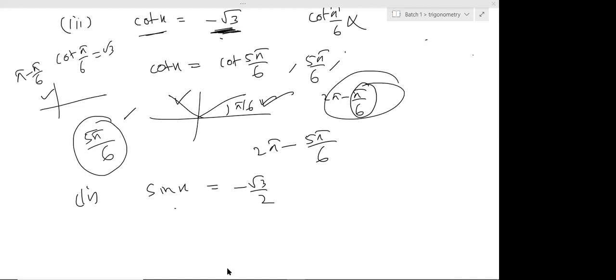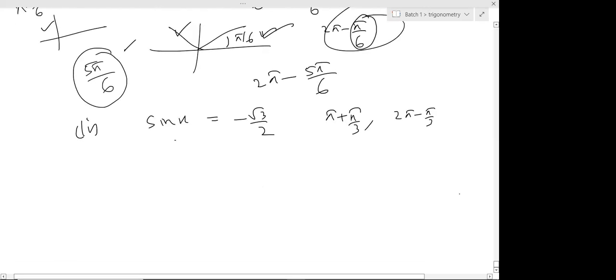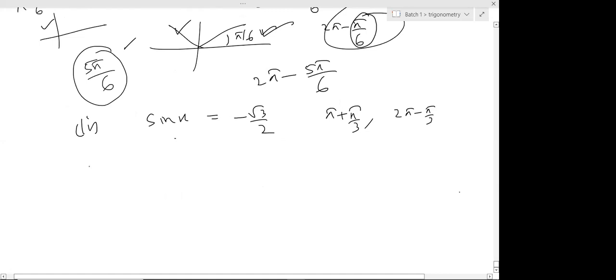All right. How to solve this one? One is pi plus pi by 3. One is 2 pi minus pi by 3. Right. All right. So this is all for principal solution. Write down general solution.